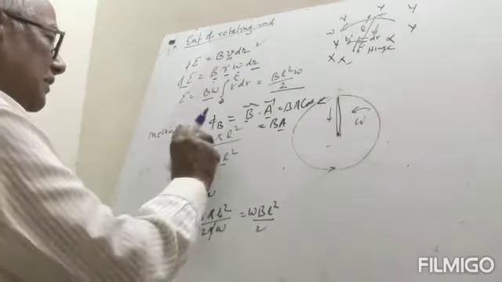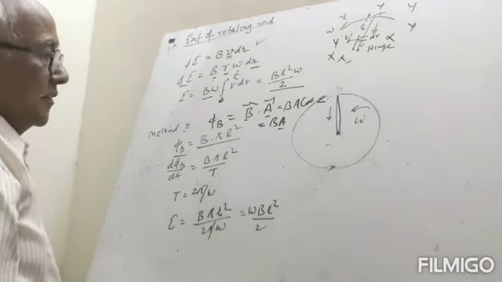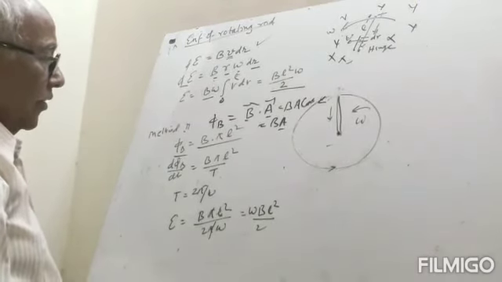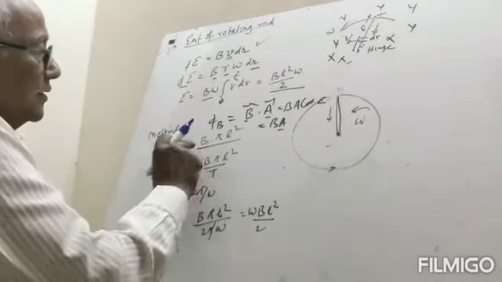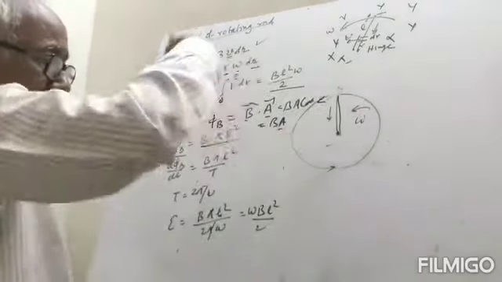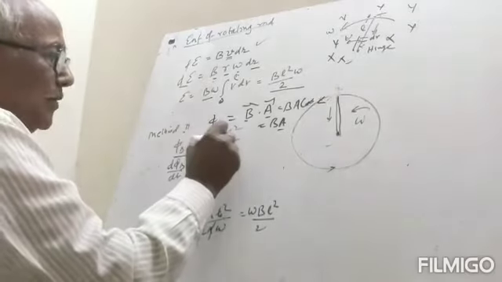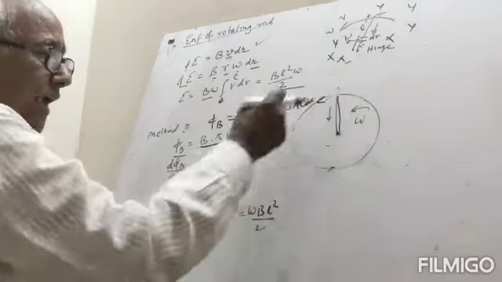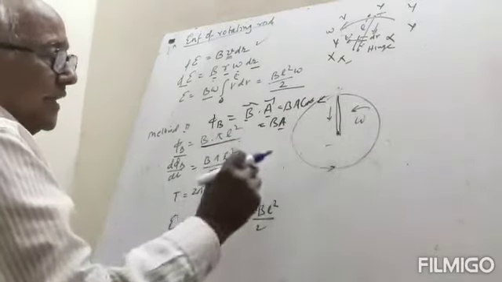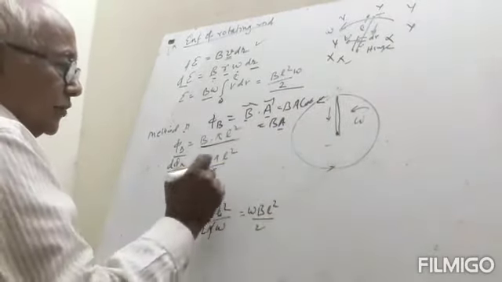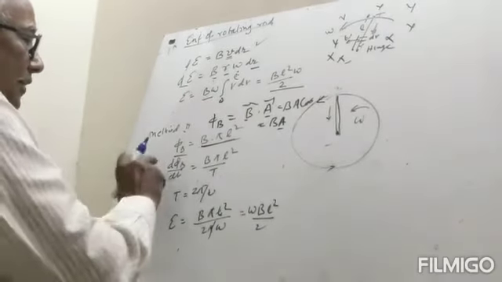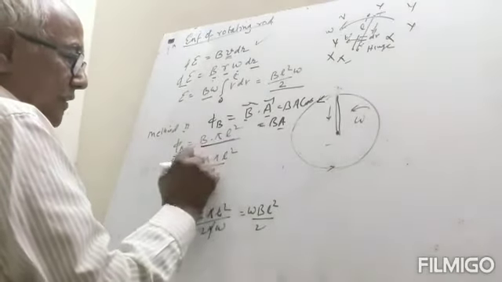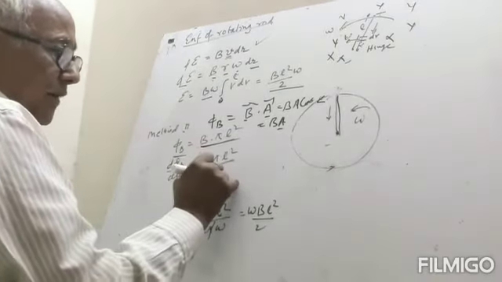Now we have to find the rate of change of magnetic flux. In one cycle, the change of the magnetic flux will be this much. This will be the change in magnetic flux in time T, where T is the time period, meaning T is the time for one circulation. So the rate of change of magnetic flux will be the change in magnetic flux divided by the time taken.